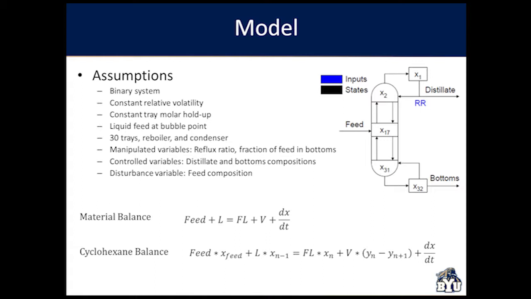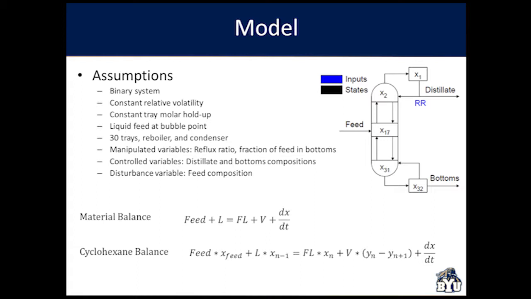The model was developed to simulate how a distillation column will respond to changes in disturbance variables and set point changes. Some assumptions were made to simplify the model. Some notable ones include constant relative volatility, constant molar holdup, and liquid feed at bubble point. The basis of the model is a simple overall non-steady state material balance and a species balance on the light key.